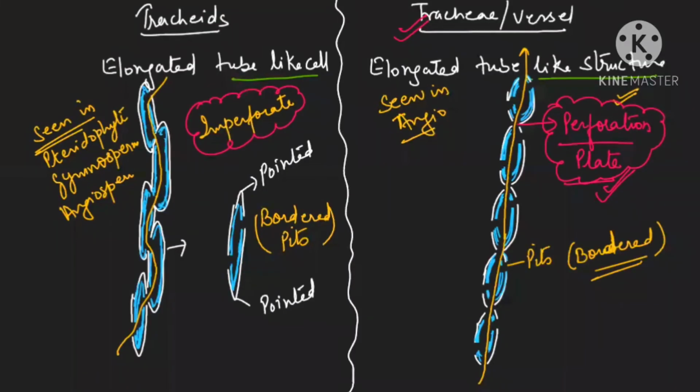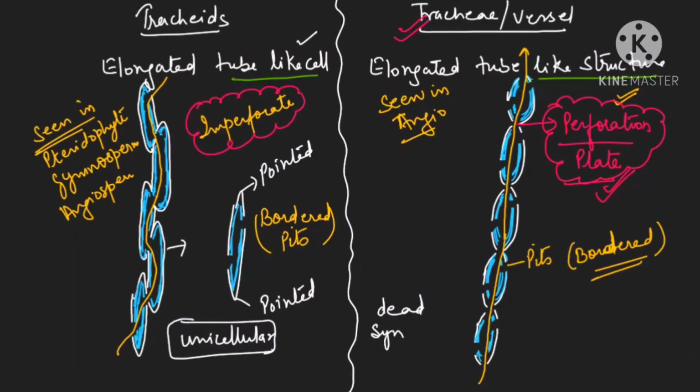So can we say that tracheids are unicellular? Because each individual cell maintains its identity as a tube-like cell. So can I say it is unicellular? But here, if you see, the vessel is multicellular, and in it all the cells are dead. So we will call a vessel an example of a dead syncytium.